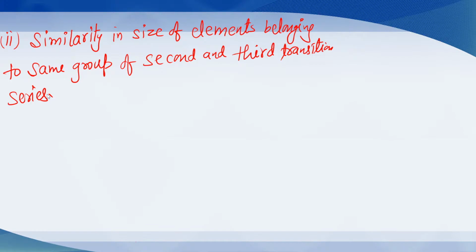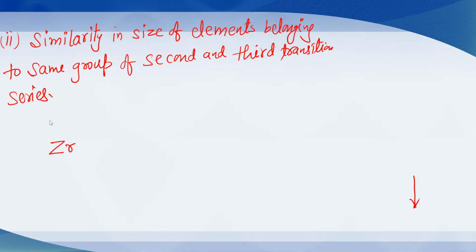As we go down the group, generally the size of the atoms increases. The size of atoms of any element lying in the second transition series is larger than that of the atoms lying in the same group of the first transition series. That is expected, but the size of any atom of the third transition series is nearly the same as that of the element lying in the same group of the second transition series. For example, zirconium.